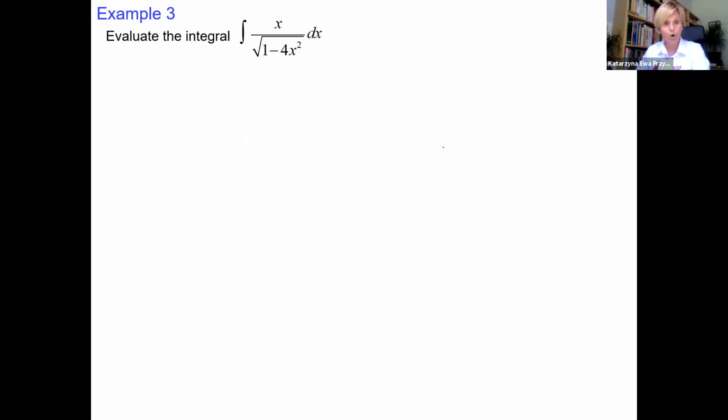Integral of x over square root of 1 minus 4x squared dx. Now we do not see a product, but we see the quotient of two functions, x and the square root of the inner quantity. Let's use the same tool. I will grab that inner function and name it u. u is 1 minus 4x squared. Let's differentiate. Derivative of u is du. Derivative of 1 minus 4x squared is negative 8x dx.